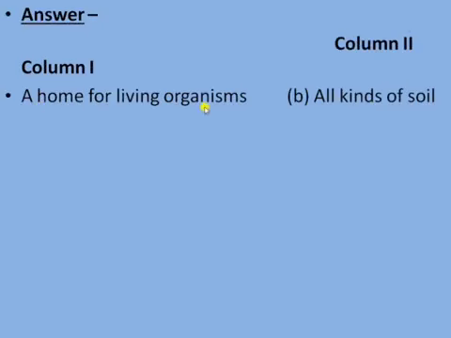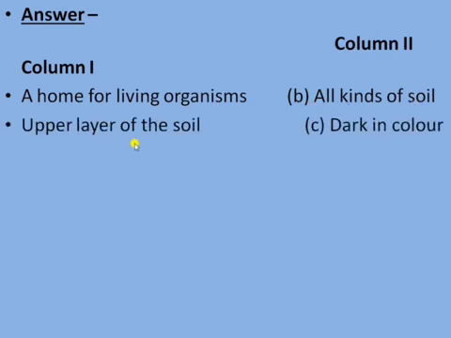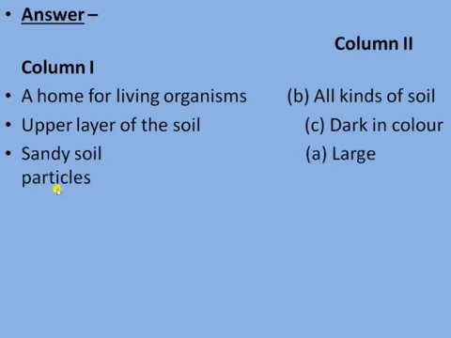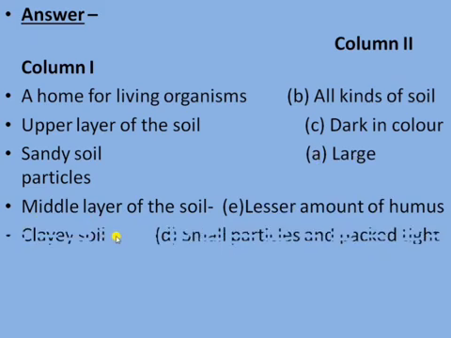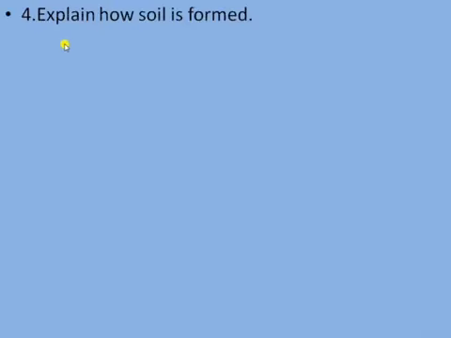a home for living organisms is all kinds of soil. Upper layer of the soil is dark in color, that is topsoil. Sandy soil particles are large. The middle layer of the soil has a lesser amount of humus, that is the C layer. Clay soil has small particles and is packed tight. Moving on to the next question, that is question number 4.